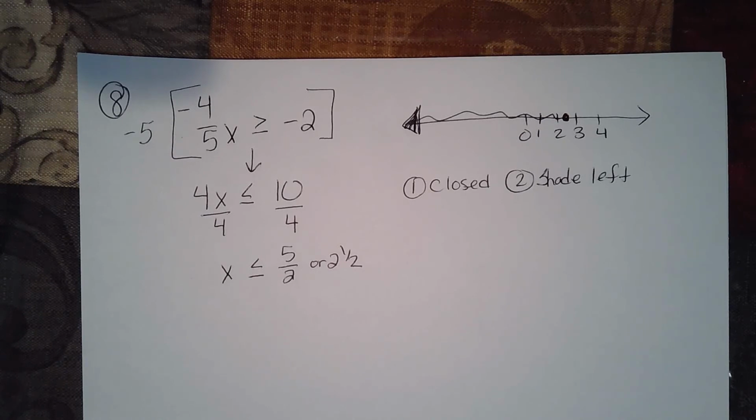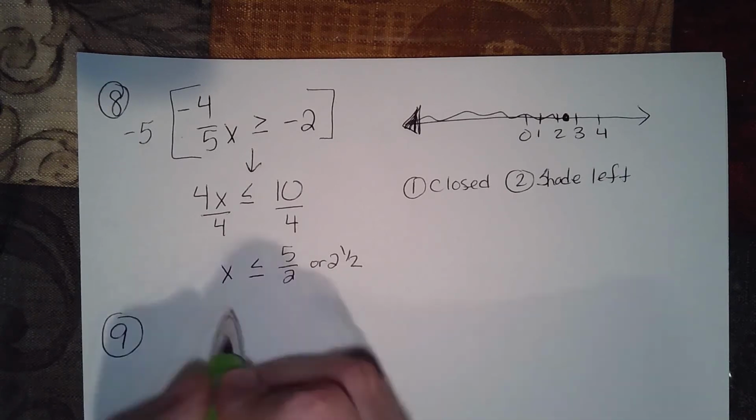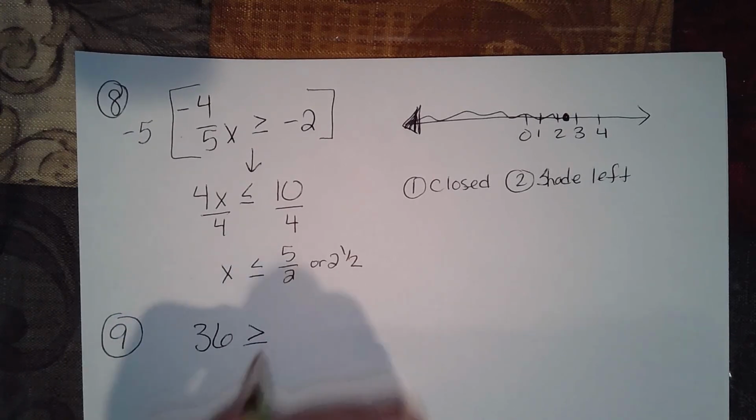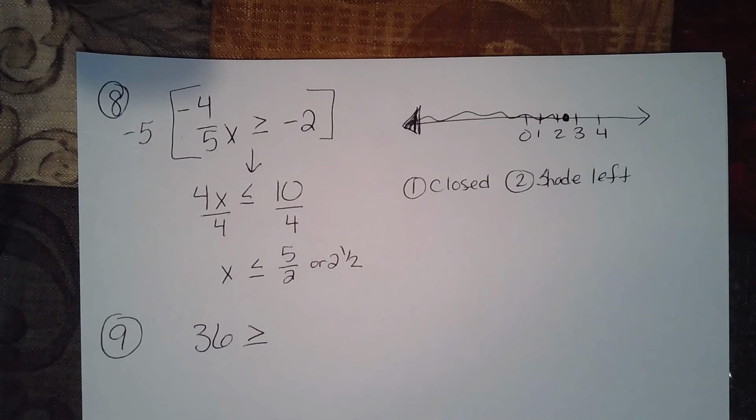So for number 9, there are at most 36 red and blue marbles in a bag. So at most means it can be no greater than that. It can be equal to 36, but nothing greater. The number of red marbles is twice the number of blue marbles. Write and solve an inequality that represents the greatest number of red marbles in our bag. Okay, so let's pause this. I want you to take a moment and try to set it up before I do. We'll come back in just a moment.